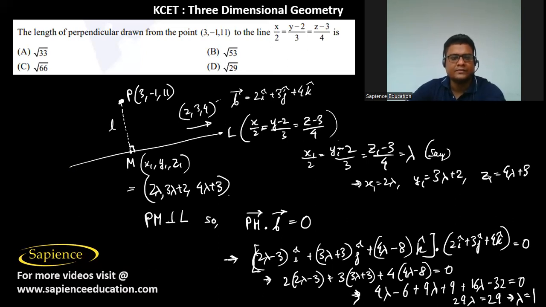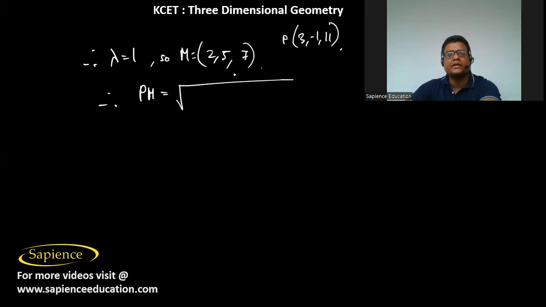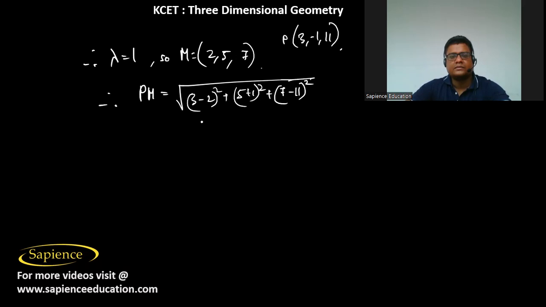PM will be equal to square root of, now point P is 3 minus 1 11, and M is 2 5 7. So this will be 3 minus 2 whole square plus 5 plus 1 whole square plus 7 minus 11 whole square. So this will be square root of 1 square plus 6 square plus 4 square, which is square root of 1 plus 36 plus 16.